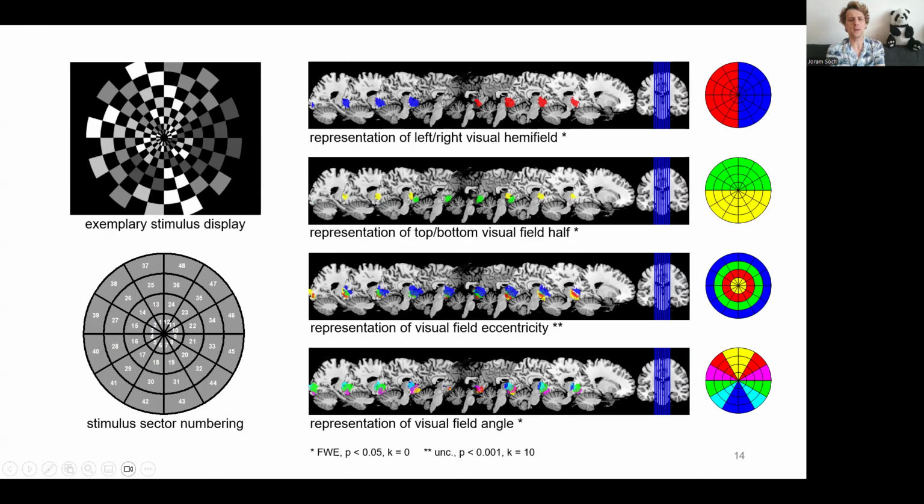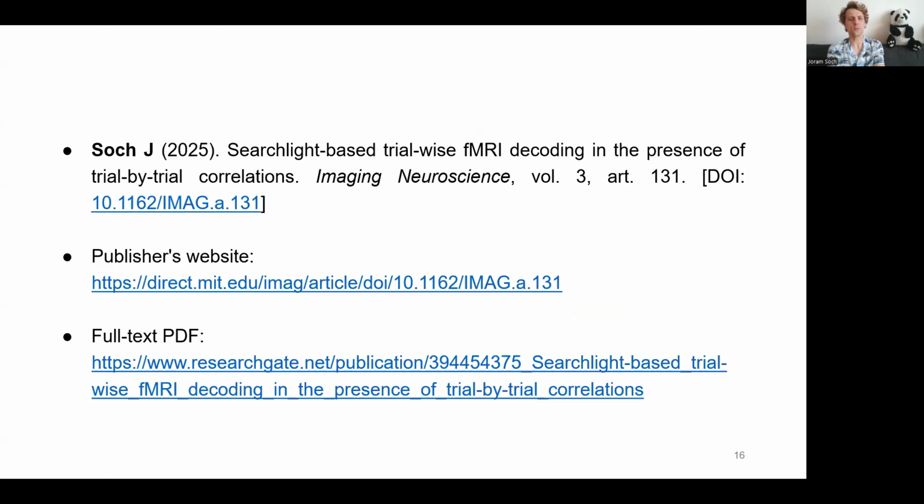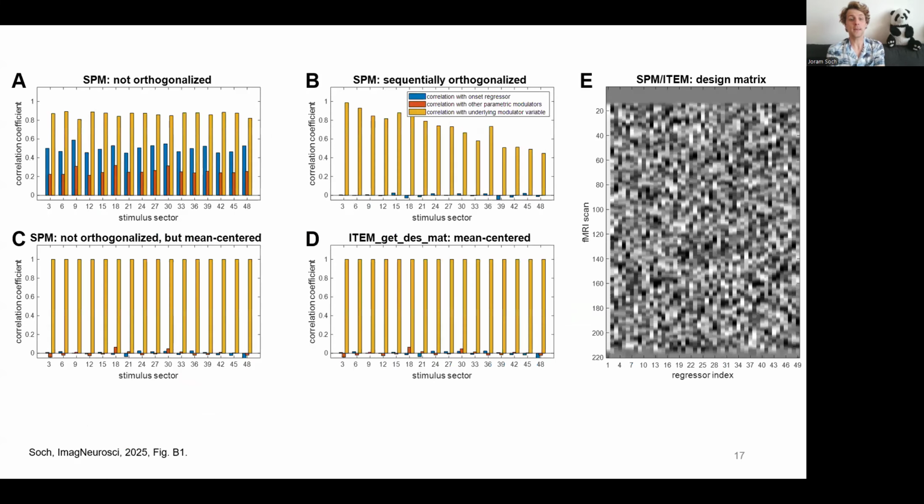So this is it. If you want to know more, if you want to see more analysis, feel free to check out the paper. There's also an interesting appendix on parametric modulators in SPM.